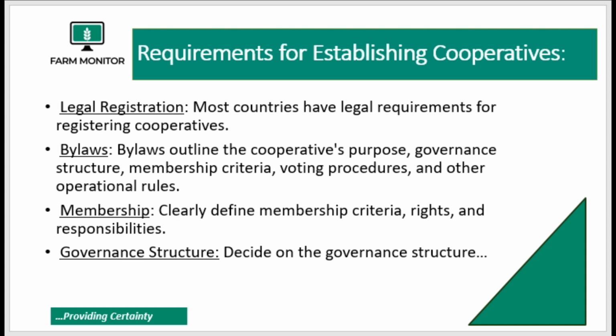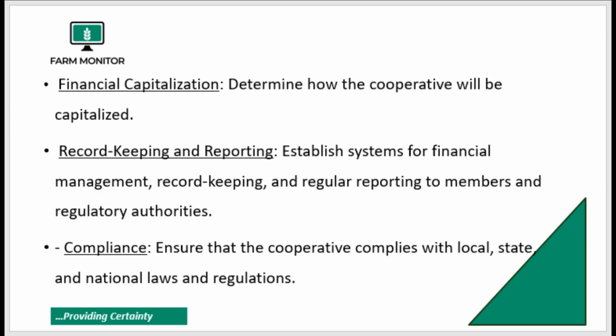Then governance structure. You need to decide on the governance structure, including the election or appointment of leadership, voting processes, and decision-making mechanisms. All that should be captured. Very important also is financial capitalization. The group must determine how they will be capitalized. This may involve collecting membership fees, issuing shares, or seeking external funding. All that must be clearly spelled out.